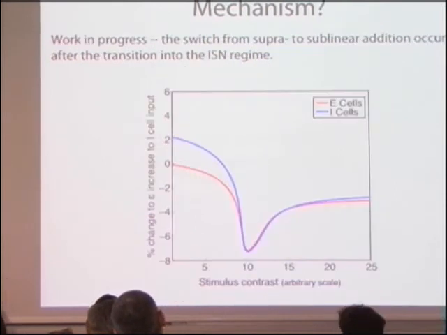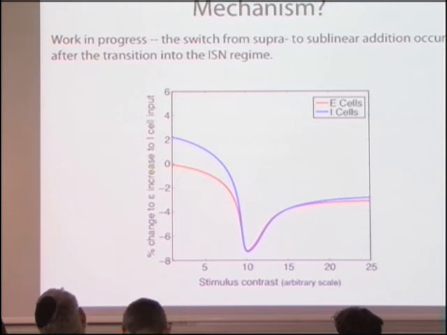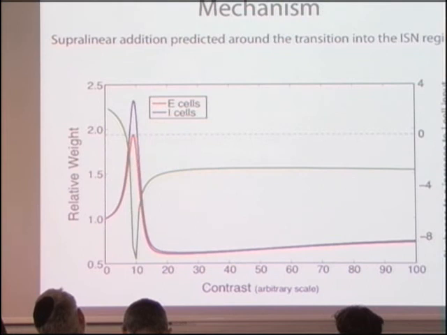And let's see, the only other thing I have to say: how does the ISN regime relate to this? We're not entirely sure just yet. It is interesting to note that the network transitions into the ISN regime, so that is where the I cells go below zero, at a contrast that occurs before you switch to sublinear addition.